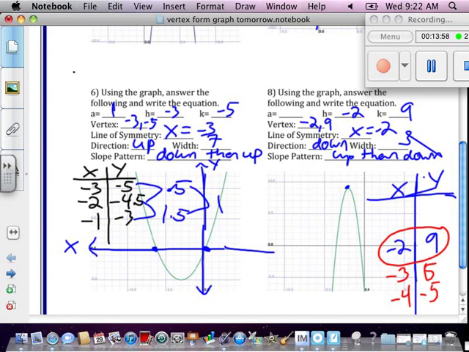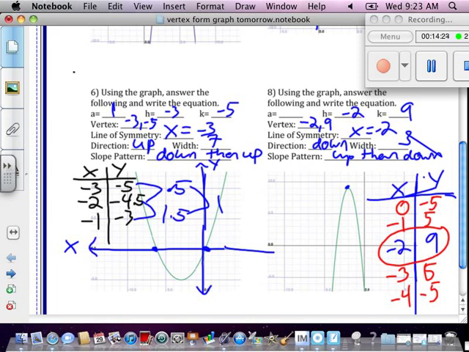All right, what do you think I would have if I put negative 1 and 0? What would negative 1 be? 5. What would 0 be? Negative 5. It's symmetrical. So if we're looking at the vertex, remember on either side they're the same.